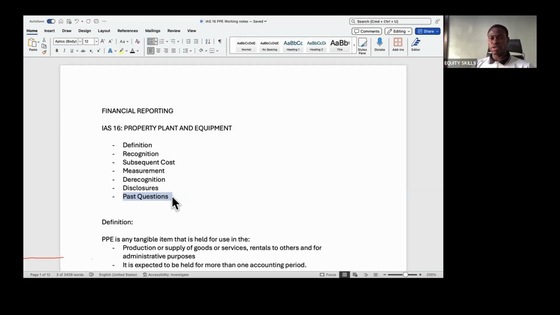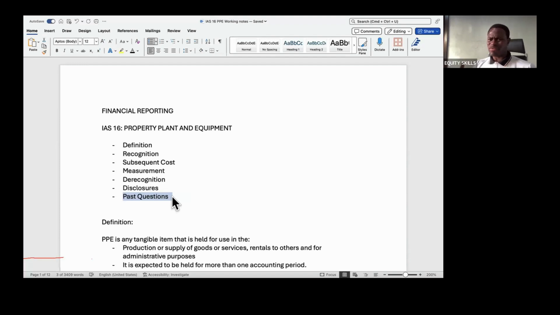So for the cost model, I told you it's basically cost minus accumulated depreciation minus accumulated impairment losses that will give us the carrying amount under the cost model. And under the revaluation model, it is fair value or revalued amount minus subsequent accumulated depreciation minus accumulated impairment losses. That will also give us the carrying amount under the revaluation model.